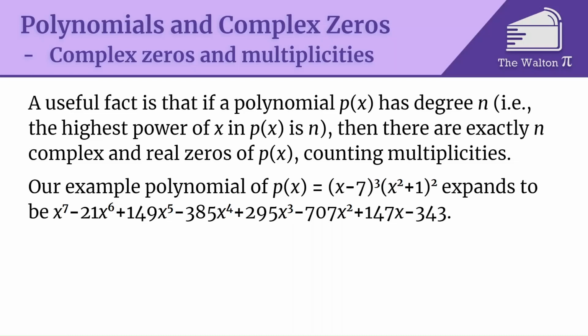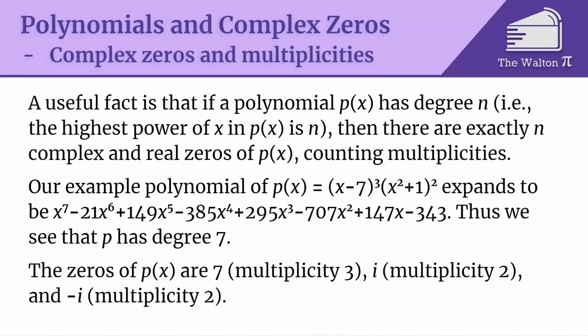However, we notice that the highest power of x is 7. So since the highest power of x is 7, that means that p has degree 7, so there are going to be exactly 7 zeros of p of x. So the zeros of p of x are 7 with multiplicity 3, i with multiplicity 2, and negative i with multiplicity 2. We add those up, 3 plus 2 plus 2, that gives us 7 zeros, and so that actually checks out with what we were looking for.